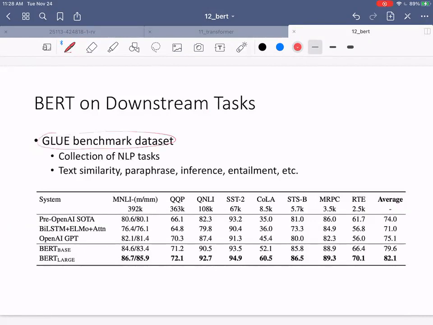So, BERT on downstream tasks. There's something called the GLUE benchmark dataset, which is a collection of NLP tasks. There are 8 tasks. The GLUE benchmark consists of 8 subtasks, which are text similarity, paraphrase detection, inference, entailment, classification, basically all very semantically oriented NLP tasks. There's ELMo and GPT compared to BERT base, which is the same size as GPT, and BERT base outperforms GPT all the time.